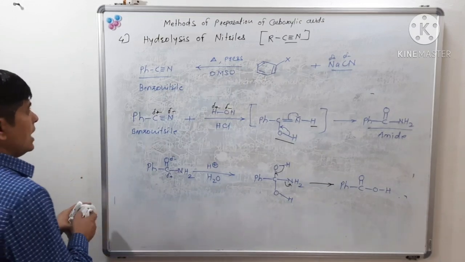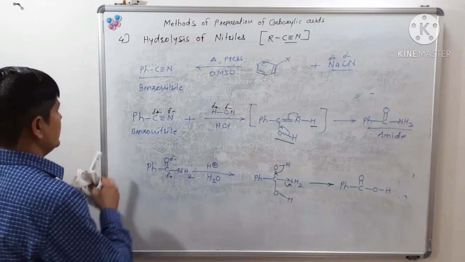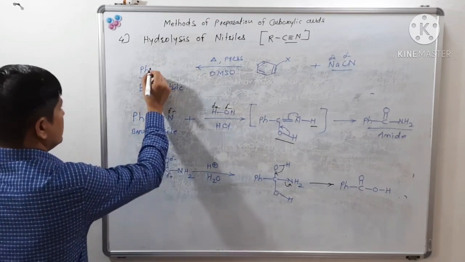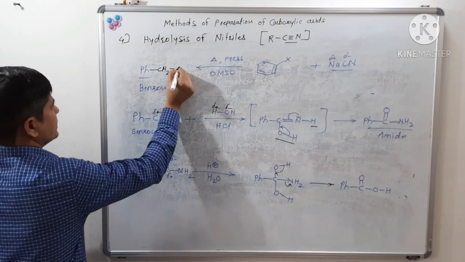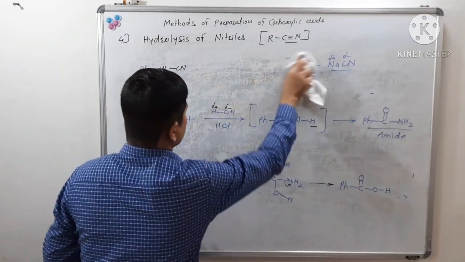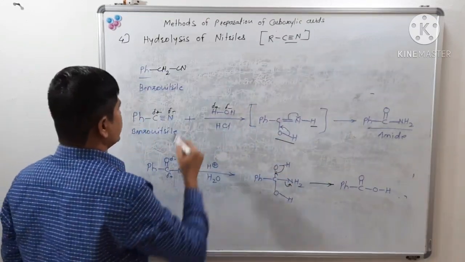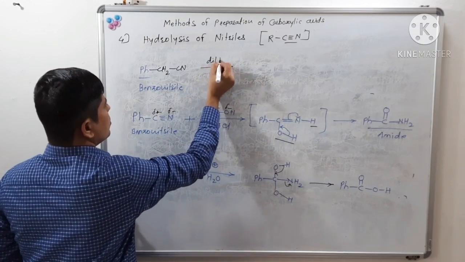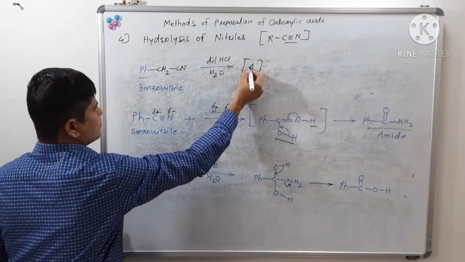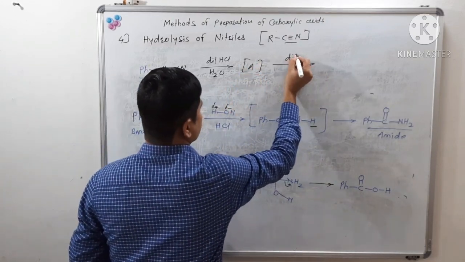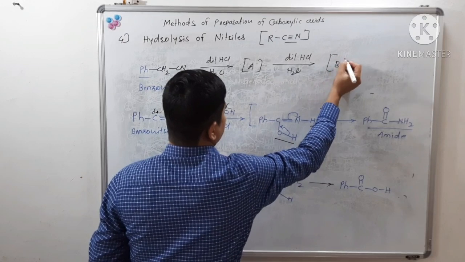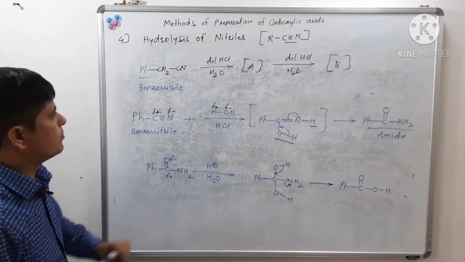Now as homework, write the reaction of PhCH2CN with water, dilute HCl. So what will be step A? Product, that is product A, and again the reaction of this with dilute HCl, water. What will be B? Identify products A and B.